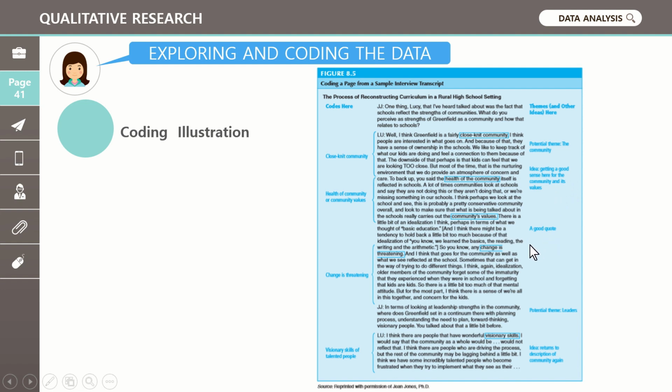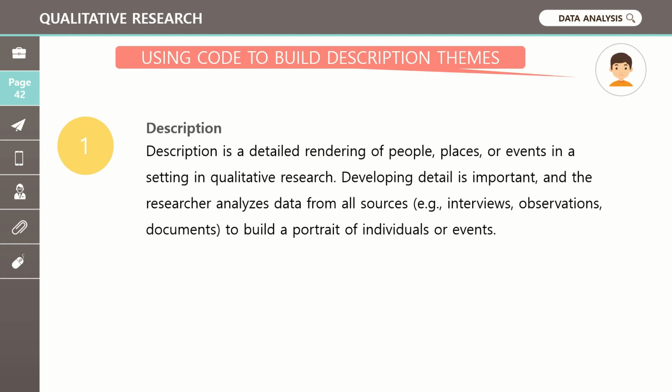And you find the important quotes, and then you find the other theme, the leaders, from these quotes: change is threatening and visionary skills of talented people. So from these quotes, you will get the potential theme. In here, for example, we have two potential themes. So what's the function of the codes that we have already got? Using codes to build description and themes.